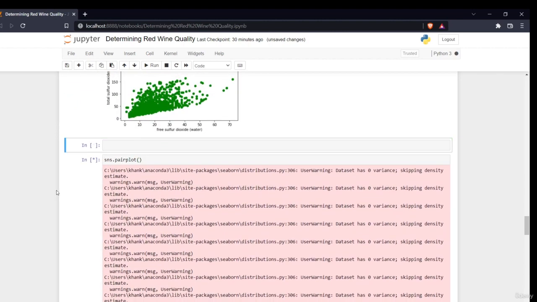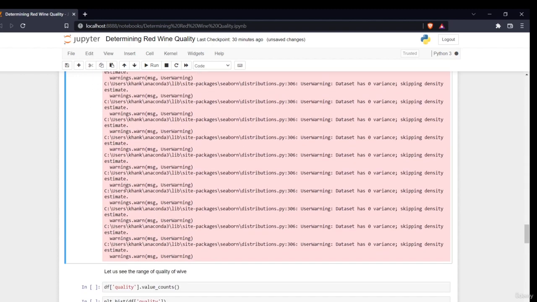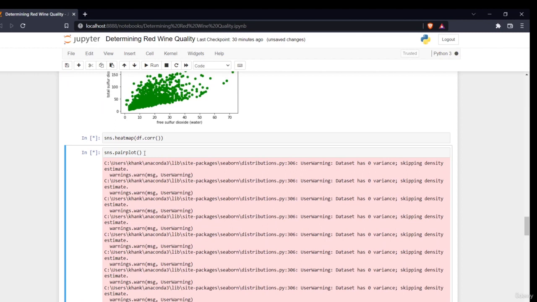Till then, let us write our code for a heat map. sns.heatmap, and we'll just write df.corr. We'll pass this first, it will get executed. So this is wrong. Okay, we have to give the pair plot for this. If in this you write hue equals quality, this will work well. So it will give me the insights based on the quality.